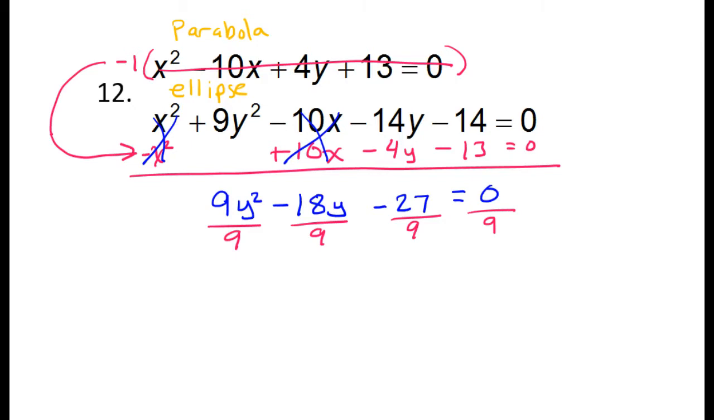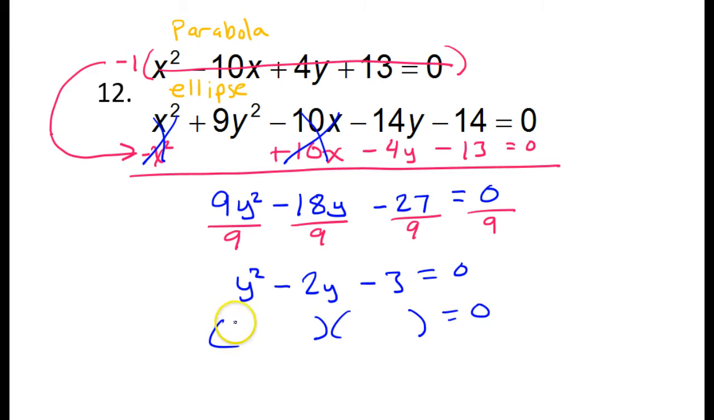So that will leave me with y squared minus 2y minus 3 is equal to 0. This looks factorable, wouldn't you say? Y squared is definitely going to be y times y. 3 can only be 1 times 3. If I let this be positive and this be negative, then that will give me negative 2y in the middle.